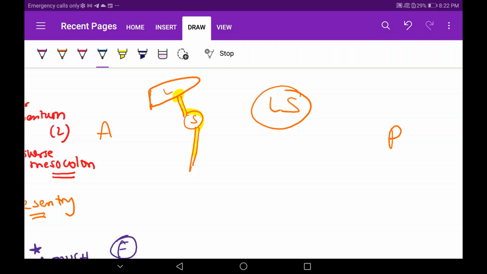No answers yet. Yeah, they have understood. Great. So this is the anterior, this is the posterior. Anterior attachments are first the caudate lobe of the liver. Okay.